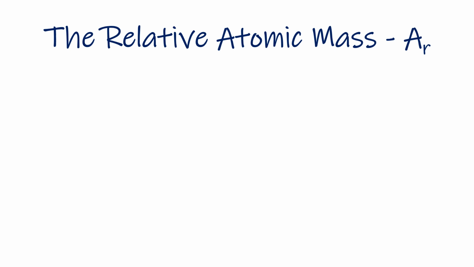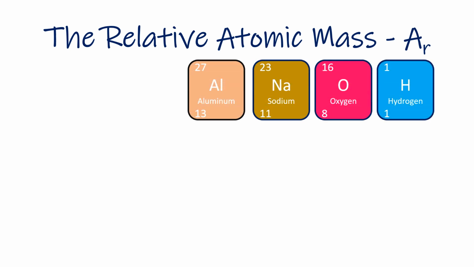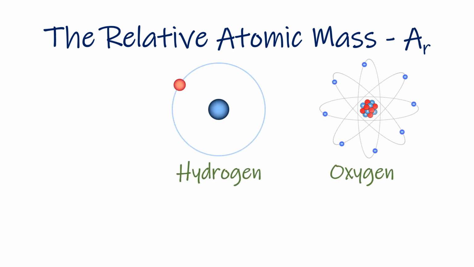Atoms of different elements have different masses. When we perform chemical calculations, we need to know how heavy one atom is compared with another. The mass of a single atom is so small that it is impossible to weigh it directly. To overcome this problem, we have to weigh a lot of atoms. We then compare this mass with the mass of the same number of standard atoms.